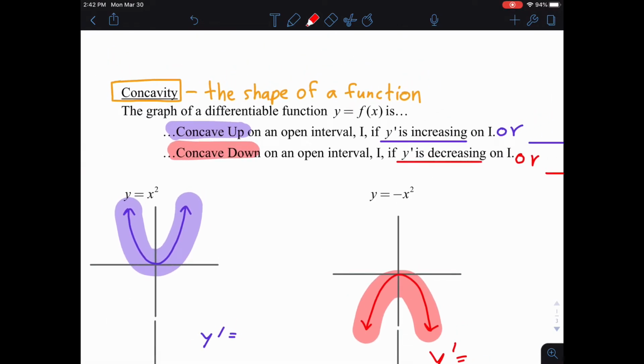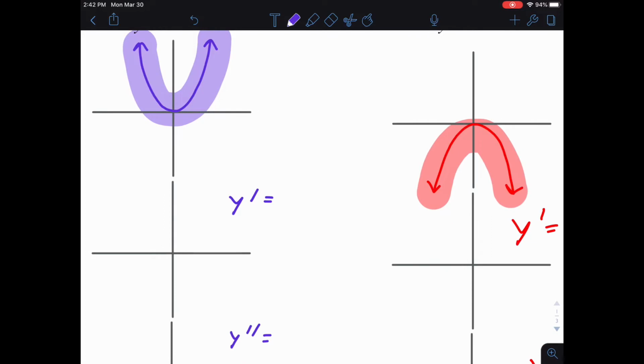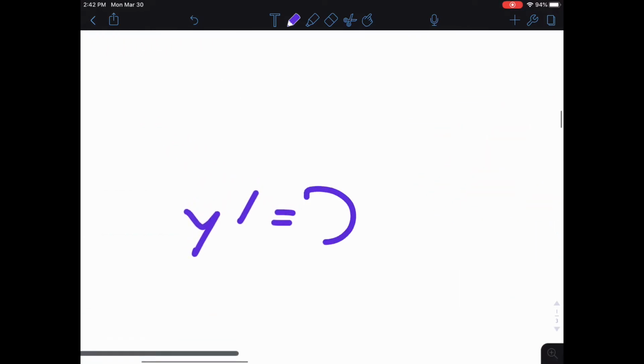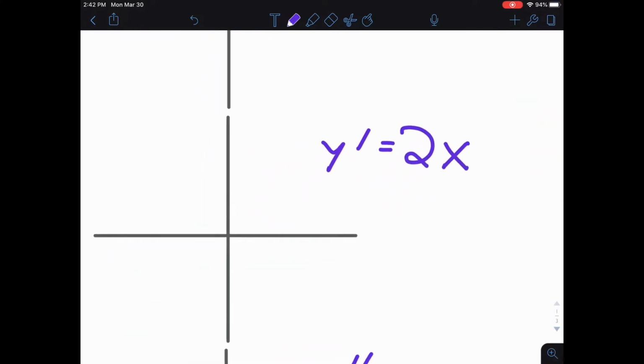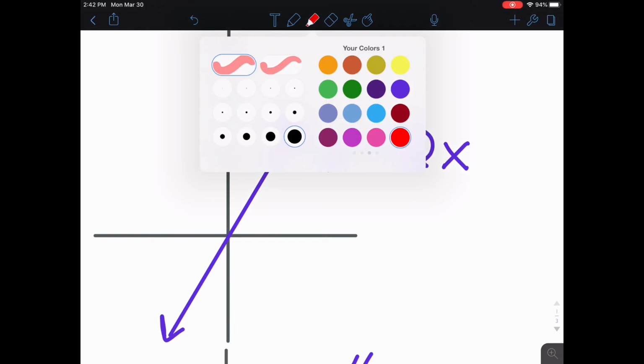So one way of determining concavity is by looking at the first derivative of a function. So let's go back to y equals x squared, and let's talk about its derivative. So we'll do some more graphs here. The derivative of y equals x squared is y equals 2x. And so this is another easy function for us to graph. This is just a line with a positive slope.